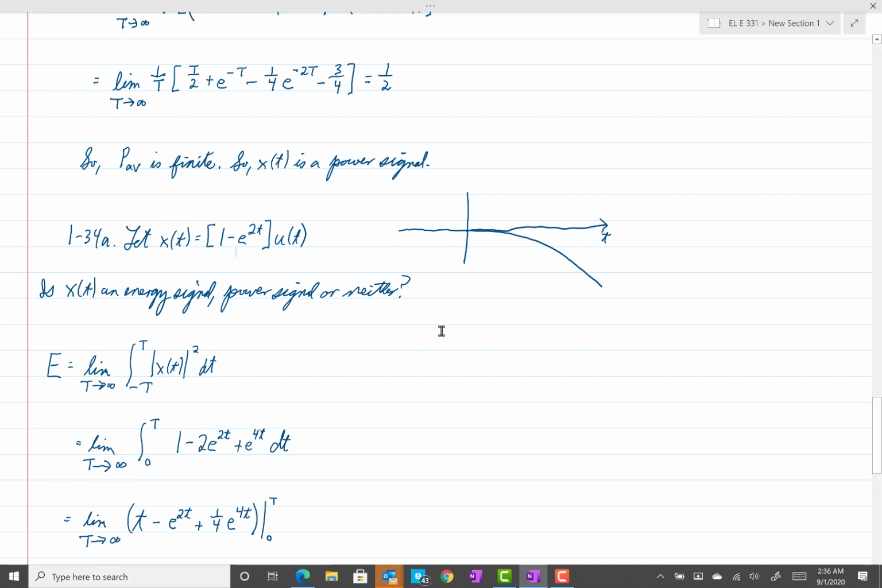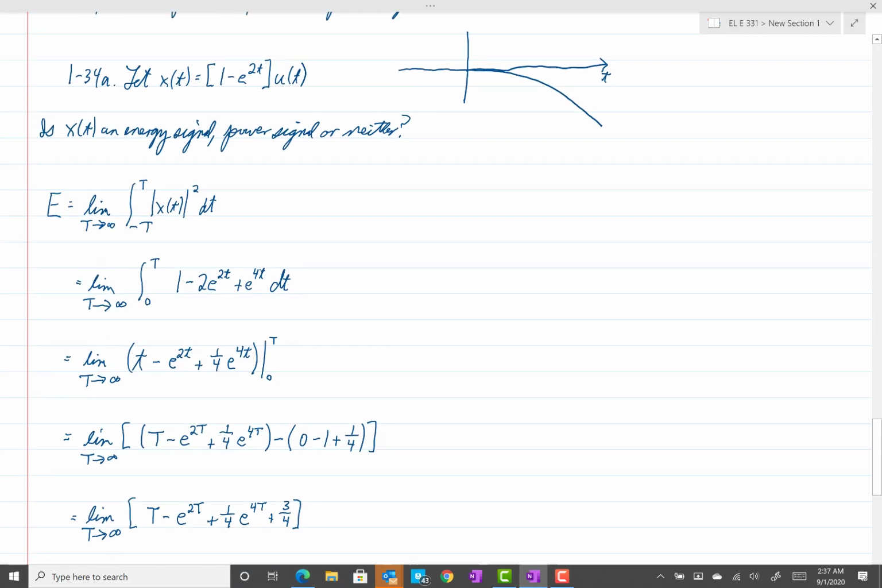So again, when you have this kind of problem, the first thing you do is calculate the energy, and the definition for the energy is given right here. When we substitute in for x of t, just as before, the presence of this u of t will make the lower limit become 0. And then if we square 1 minus e to the 2t, we get 1 minus 2e to the 2t plus e to the 4t.